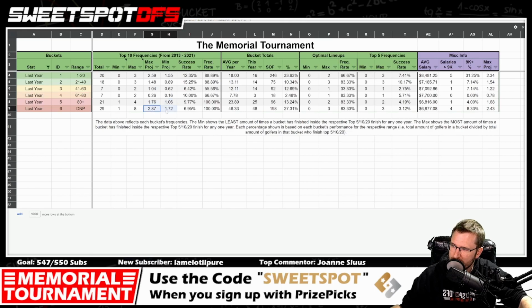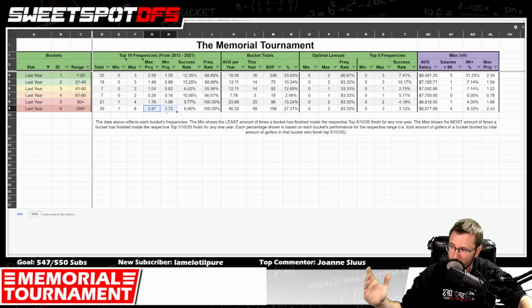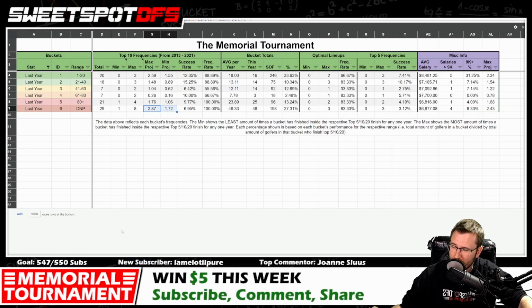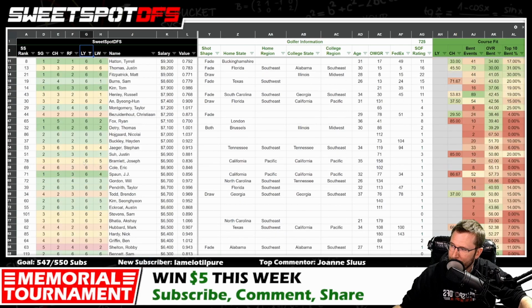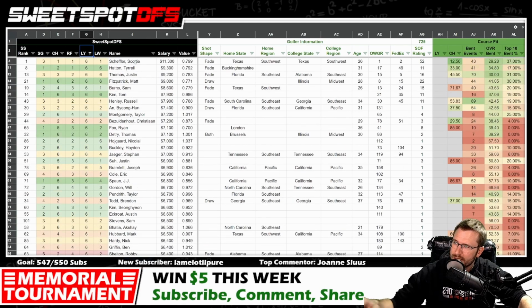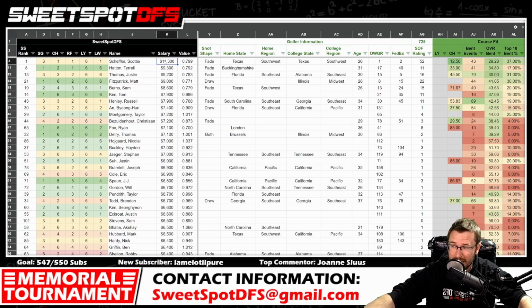Last bucket is our did not plays from last year. So golfers who didn't play this tournament last year would be in this bucket. 1 to 3 is the projection. Let's take a look. Scottie Scheffler is in this bucket. Now, he has course history, and it's good course history. So that's something to take note of. And we have Hatton, Justin Thomas, Matt Fitzpatrick.